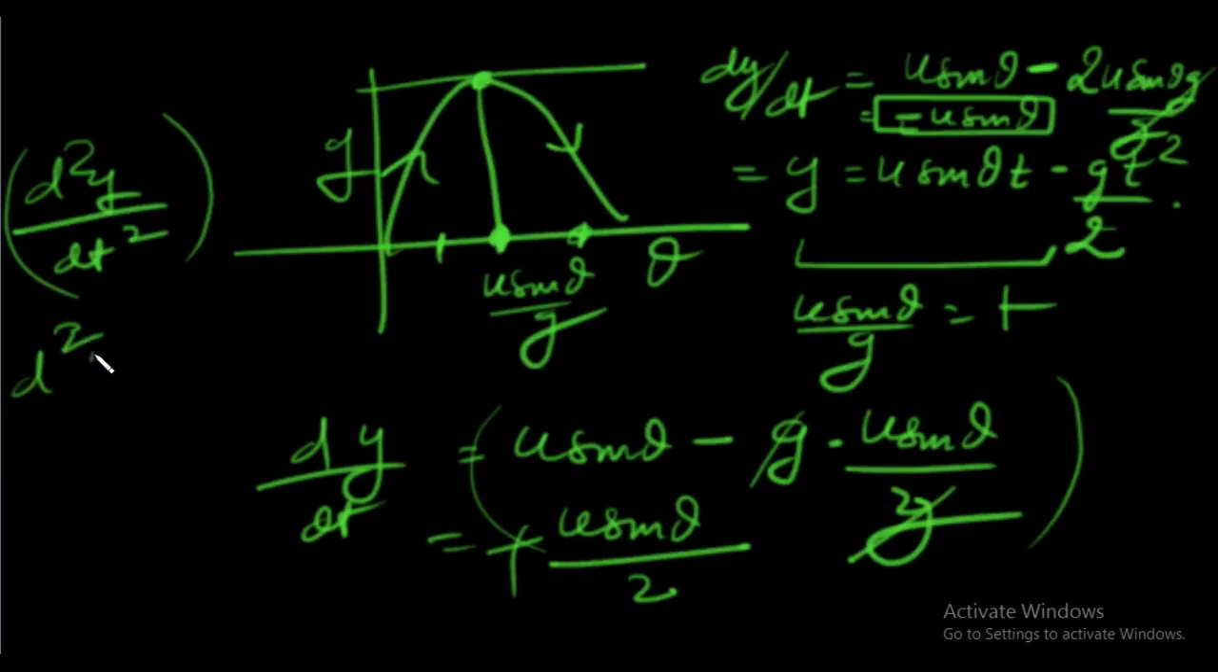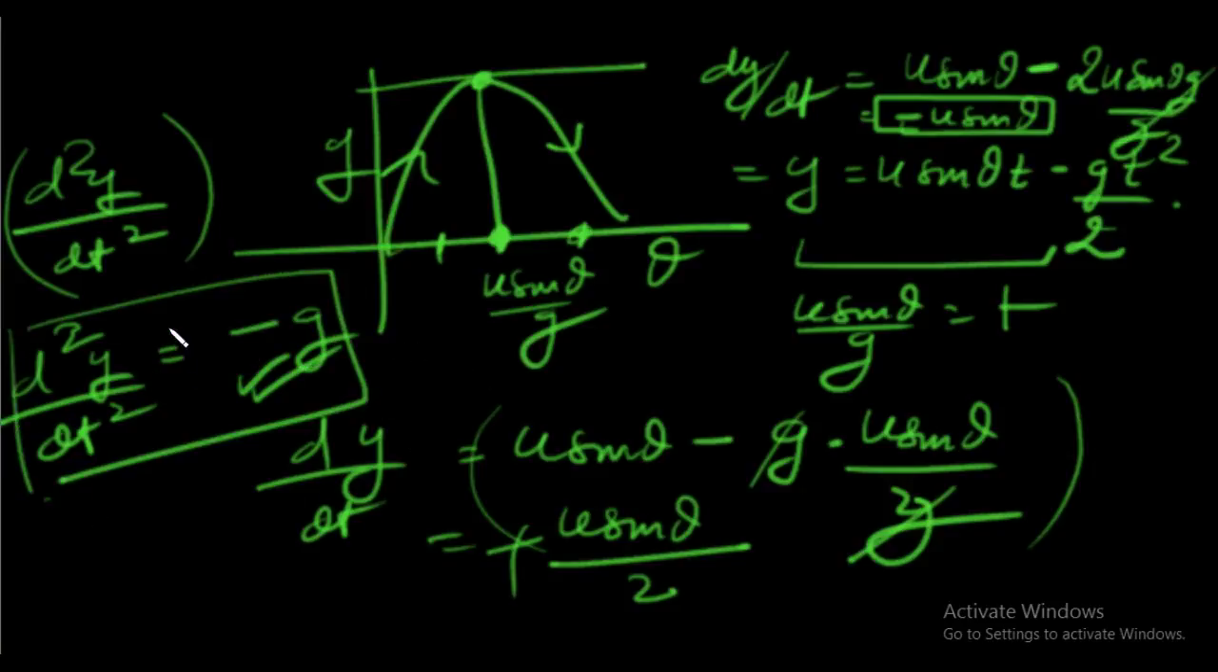Well, d square y by dt square would be equal to, first dy by dx, this will be cancelled out and this will be equal to minus g. Obviously this is the acceleration along the y direction, so it has to be minus g. This is constant and negative, that's why y has to be maximum at some point, and this point is u sin theta by g. So the height achieved, or the point where the projectile achieves the maximum height, is at this point.